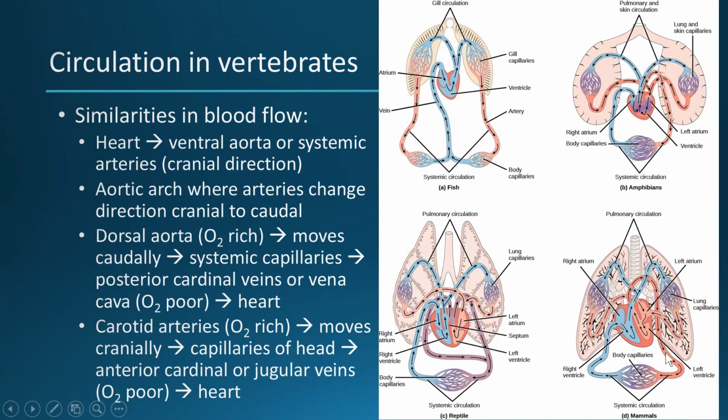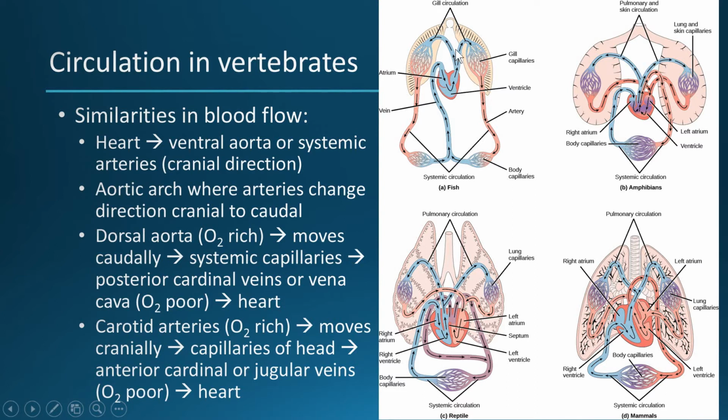It's also important to note that no matter what species you're talking about, this dorsal aorta is always rich in oxygen, or richer anyway than the veins. There's a little bit of a mixture here, but it's rich in oxygen, especially compared to the veins. And in all cases, there are systemic capillaries, and then veins coming back to the heart from the system are always going to be poor in oxygen, through what are either called cardinal veins or through vena cava. The last thing, and it's not shown here, has to do with how the brain is getting oxygen.